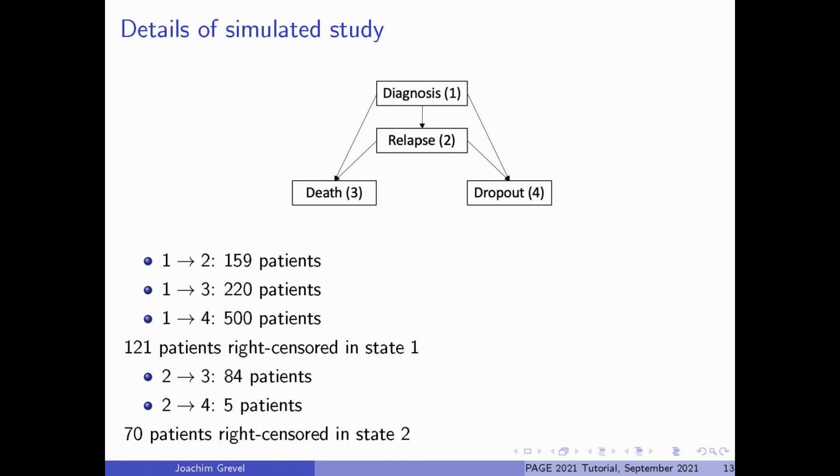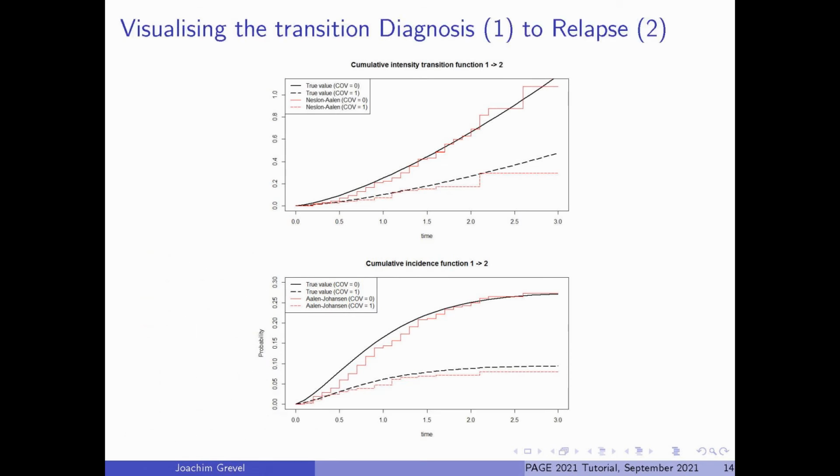Of 1,000 patients starting in the state 1 diagnosis, 159 have relapse, 220 die, and 500 drop out. Of the 159 patients reaching the transient state of relapse, 84 progress to death and 5 drop out. In total, 121 patients are caught by right censoring in state 1 and 70 patients are caught in state 2. We now estimate the parameters of our multi-state model for our simulated study. The methods for optimizing the likelihood are described in backup slides. The current slide and the following 4 slides show graphically the transitions of our multi-state model.